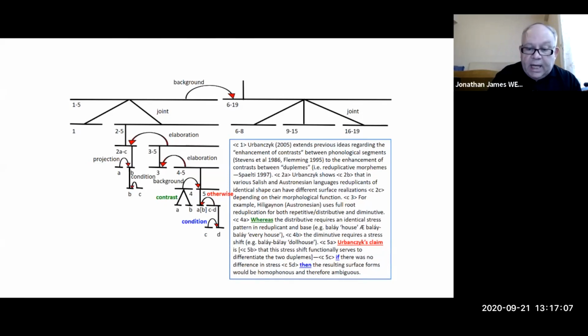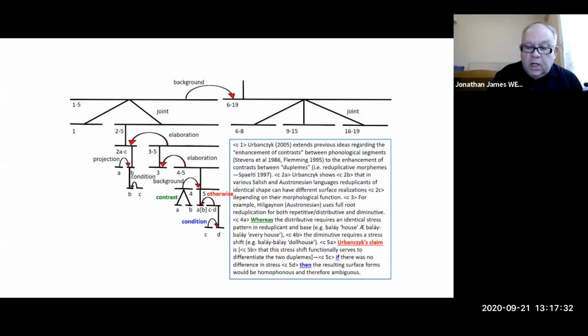All right, so whereas the distributive requires this, 4B, the diminutive requires that. It's a contrast. It's not antithesis, remember? It's not taking a stand on one side or the other. It's just, this is the distributive, this is the diminutive. There's how they're different, and you use the word whereas to indicate that.